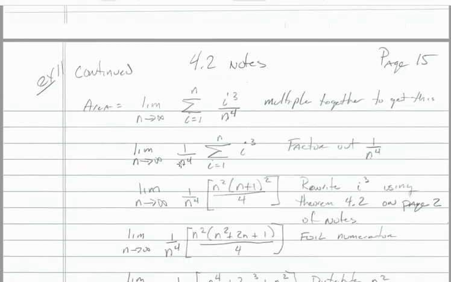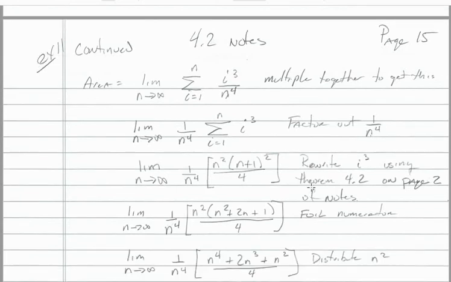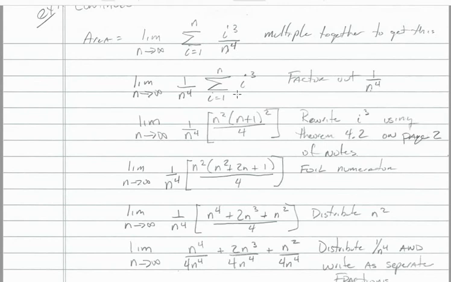Alright, we're going to factor out 1 over n to the 4th, and we're going to be left with the sum of i equals 1 to n of i cubed. Now what do we do with that i cubed? We use theorem 4.2 on page 2 of the notes. The sum of i equals 1 to n of i cubed translates down here to n squared times (n plus 1) quantity squared divided by 4.